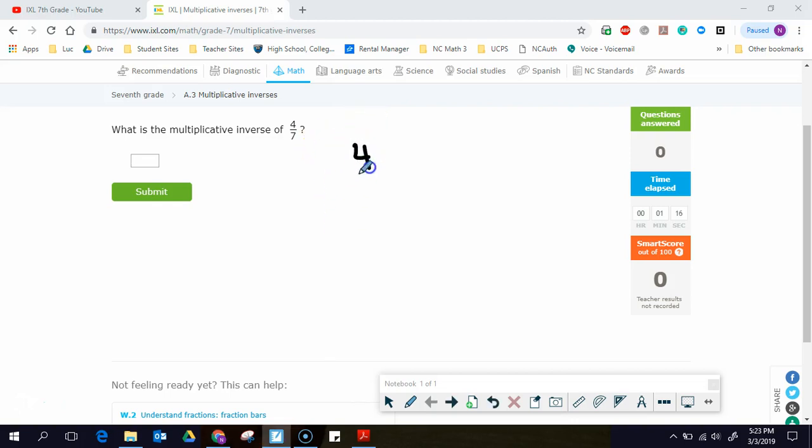So what do we multiply 4/7 by to get 1? It's just the reciprocal, y'all. And you see, if you multiply 4/7 by 7/4, these can cancel or simplify, and these can simplify by dividing by the same thing.